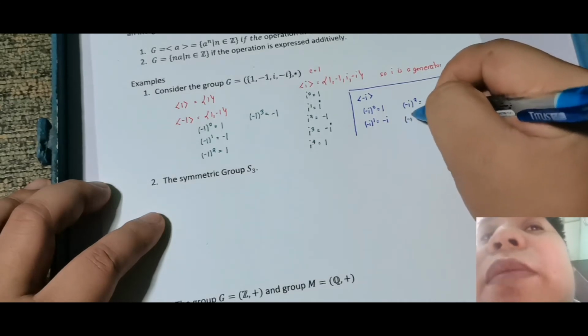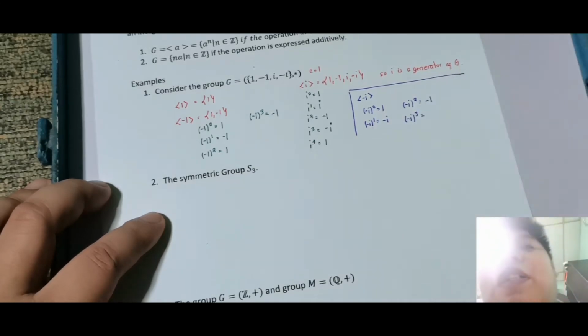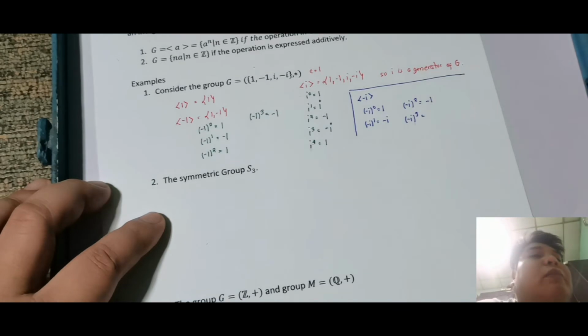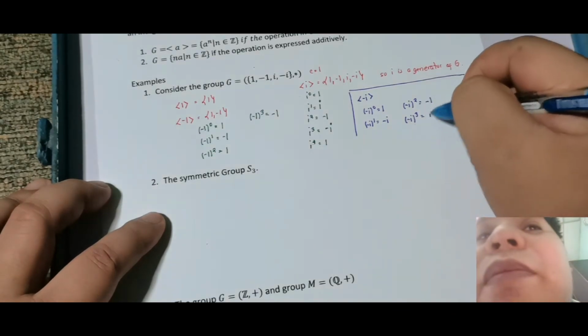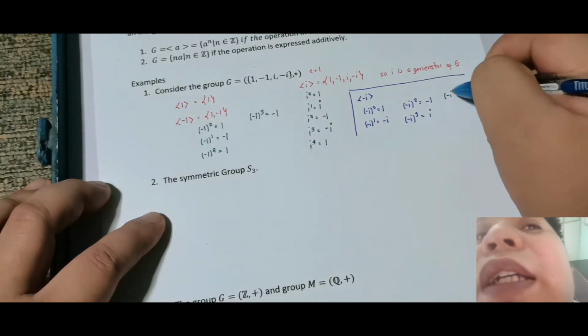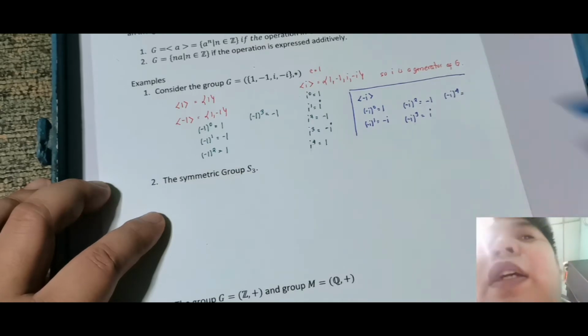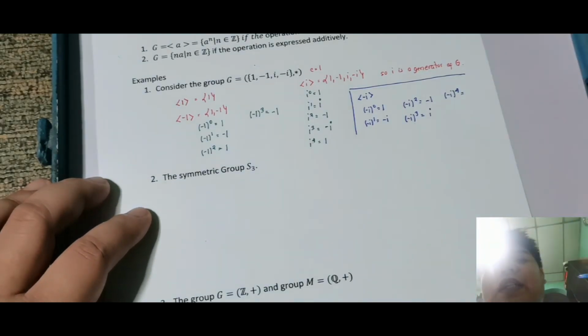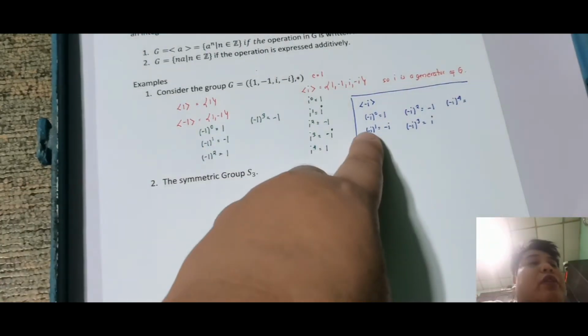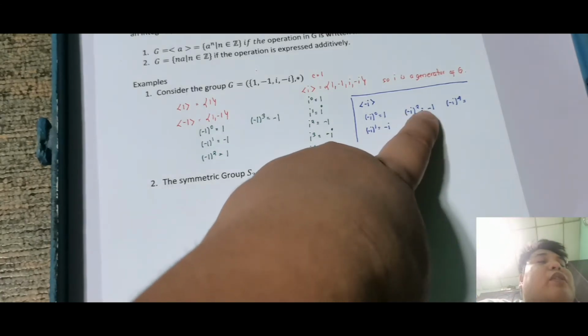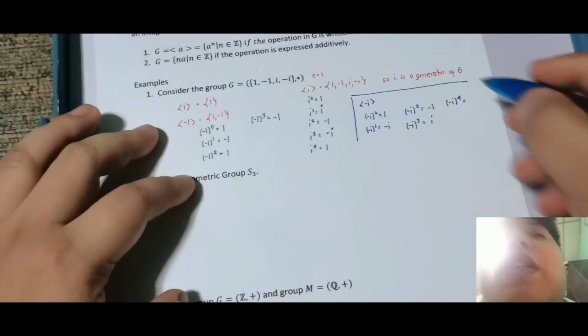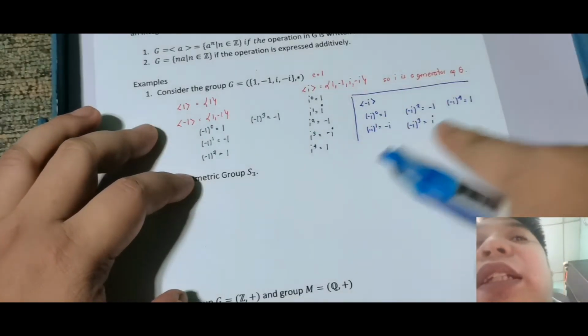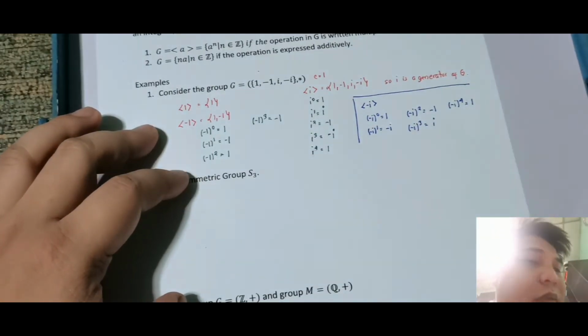Next, negative I raised to 3. So this is just negative 1 times negative I, that is positive I. So check mo yung negative I raised to 4. Negative I raised to 4 is just, ano ba yung negative I squared? Yung negative I squared is negative 1. So negative 1 times negative 1 is positive 1. Okay, so once bumalik na sa identity element, meaning, ano man sabi nyo?